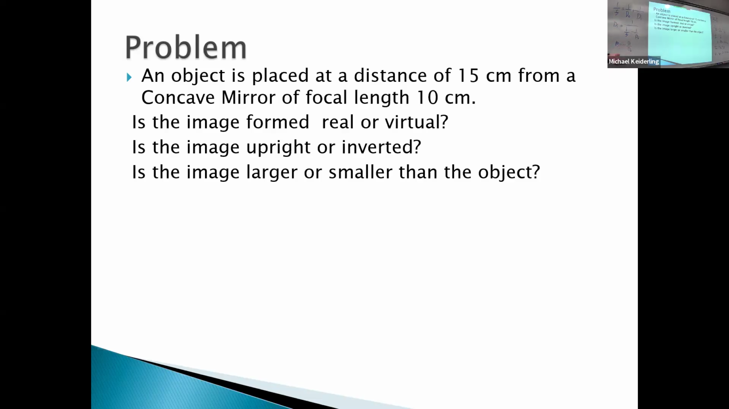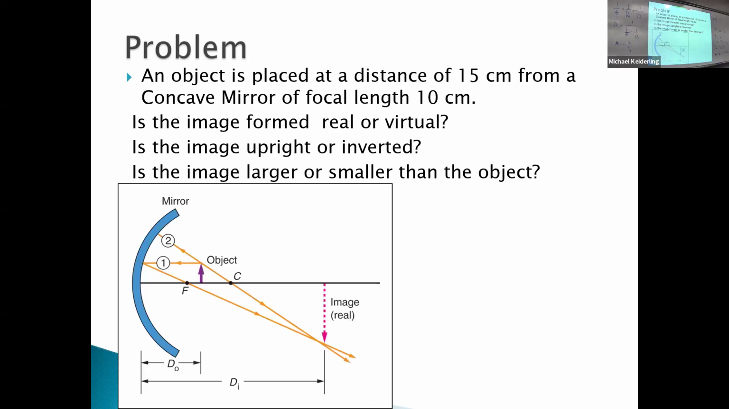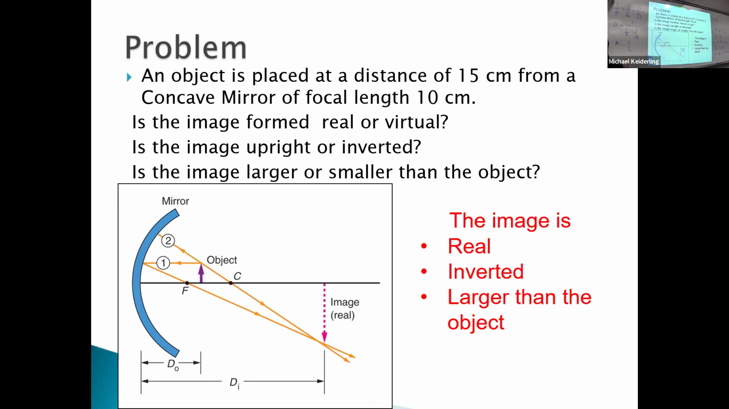So this we worked out. DI here is 30 centimeters. Here the image is real and inverted. Real images are inverted. This is between the focal point and the center of curvature. Real, inverted, and larger than the object.